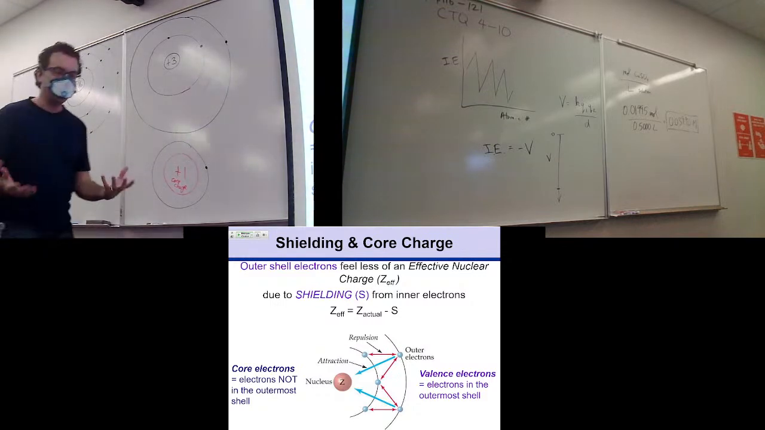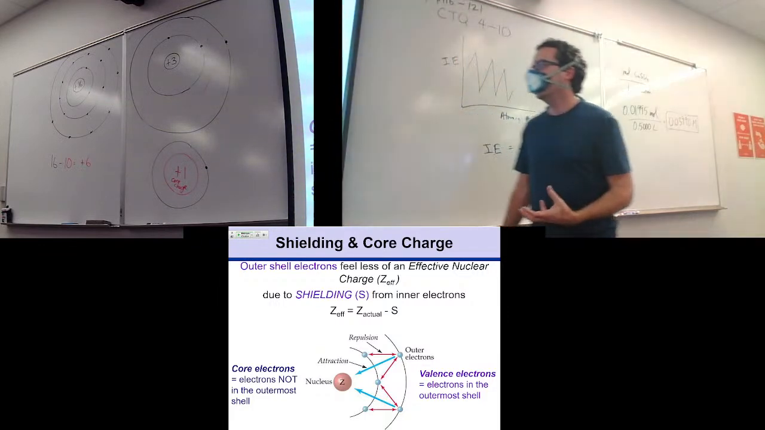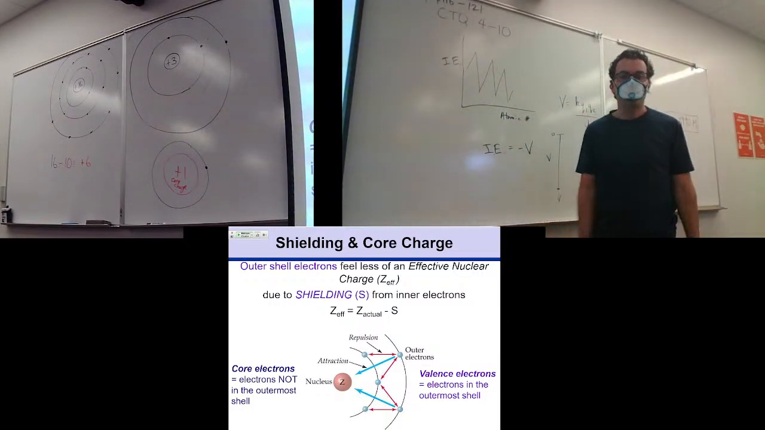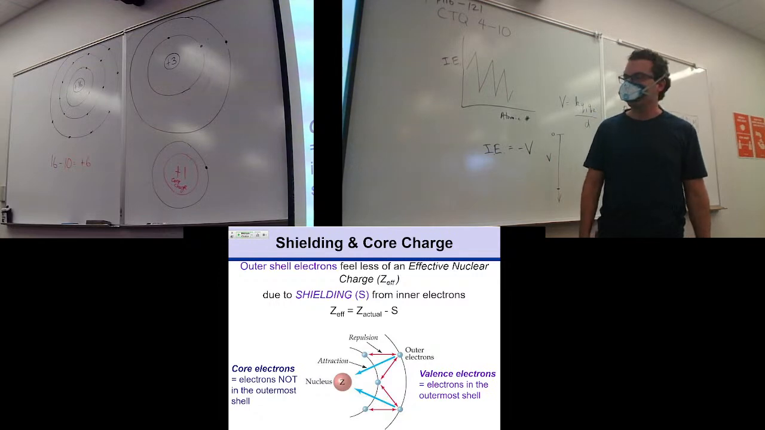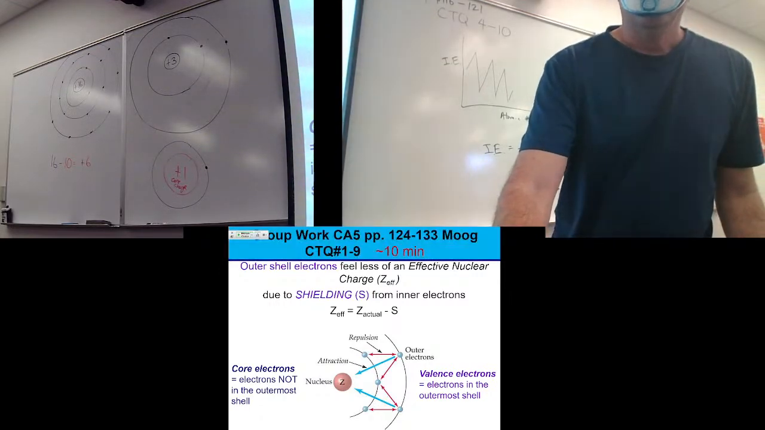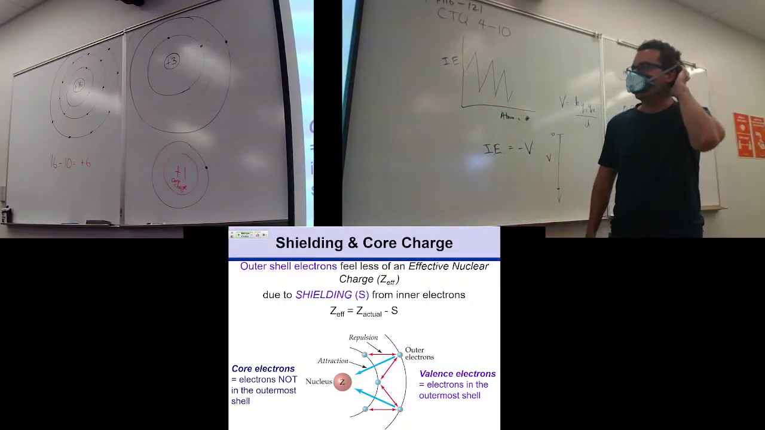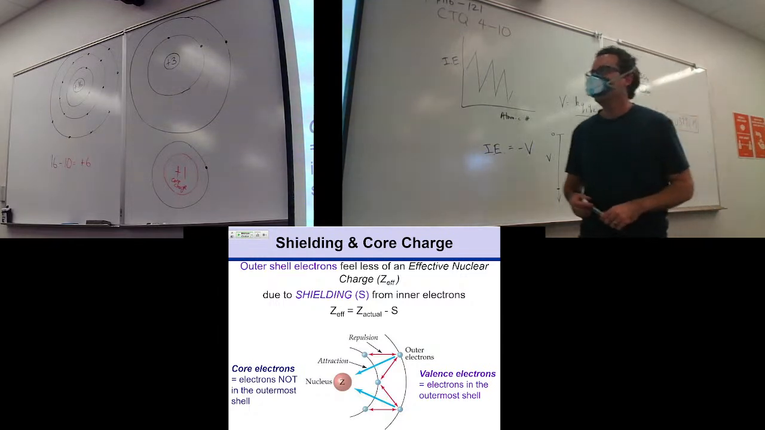But if you ever see that term shielding, that's what it is. It's that combination, or it's the inner electrons repelling the outer electrons. It's preventing the outer electrons from feeling the full charge. Okay. I don't want to get into the next activity, but I kind of want to give you an idea of why core charge is so interesting.